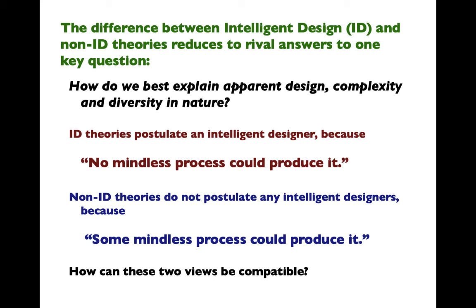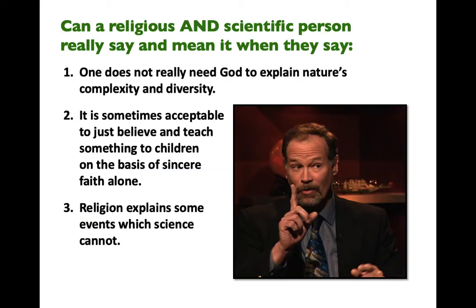I think it's becoming clearer that on ID theory, there's got to be guidance. There has to be an intelligent designer. And on non-ID theories, an intelligent designer is not necessary. Natural selection is sufficient to explain what we see. I mean, here's what you have to ask yourself. Can a religious and scientific person really say, and mean it when they say, you don't really need God to explain nature's complexity and diversity? We see Plantinga doing this. He's saying, we do need God to explain it.